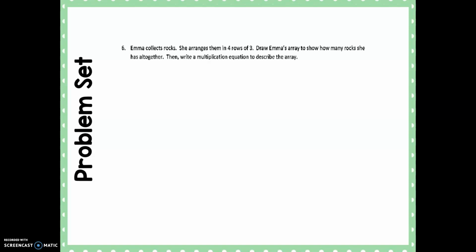All right, let's break down that problem. We know that Emma collects rocks. Is that important to our problem? No. We know she arranges them in 4 rows of 3. I would say that's pretty important. It says, draw Emma's array to show how many rocks she has all together. That's a very important word. We're trying to find how many rocks she has all together. And then we have to write a multiplication equation to describe what we did.